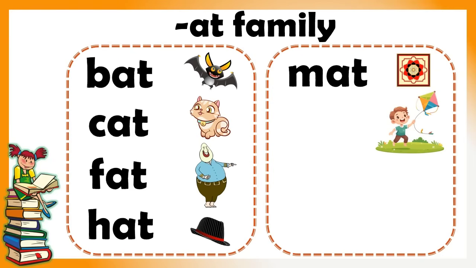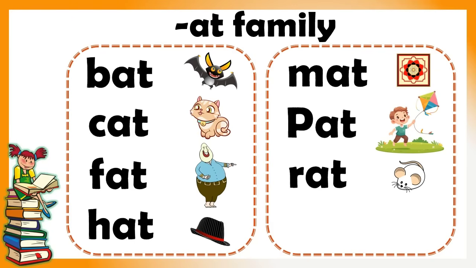Very good. This is a boy named Pat. Next. Yes, this is a rat. Next. Very good. A girl sat on a chair. These are words from ant family. Let's read it again, children.